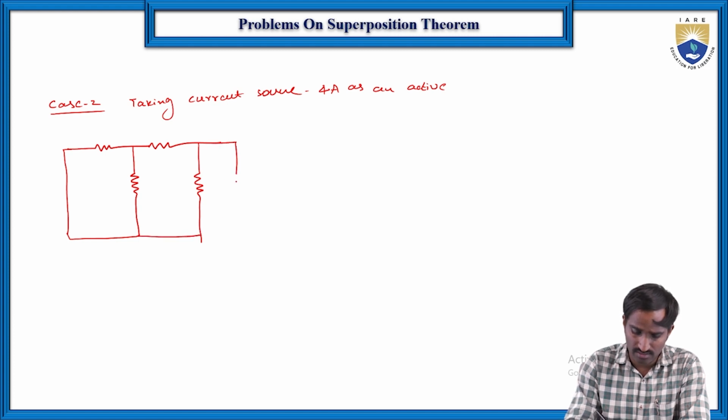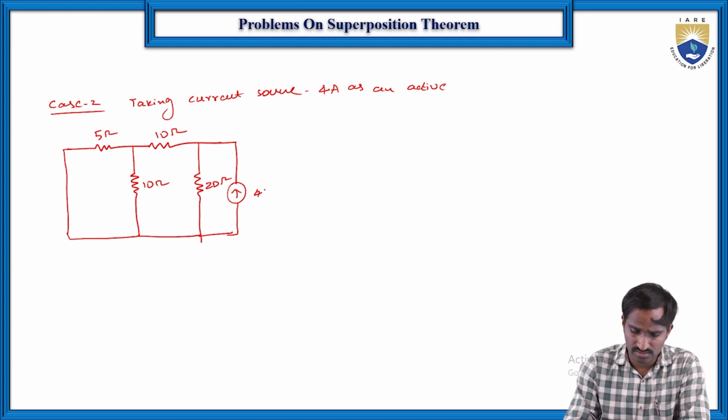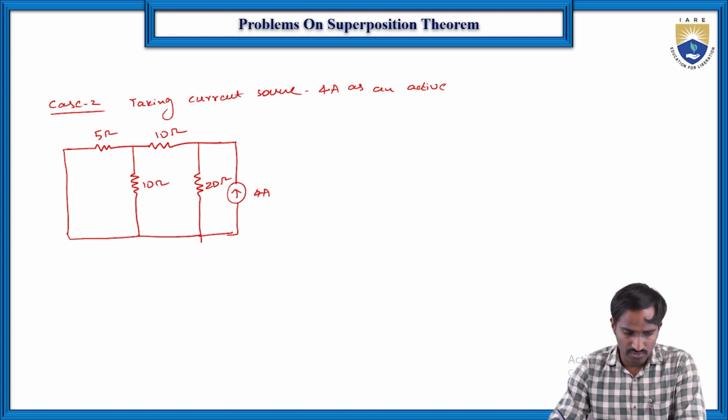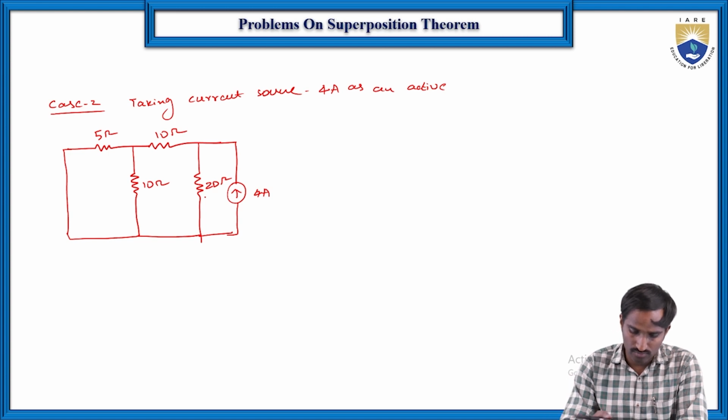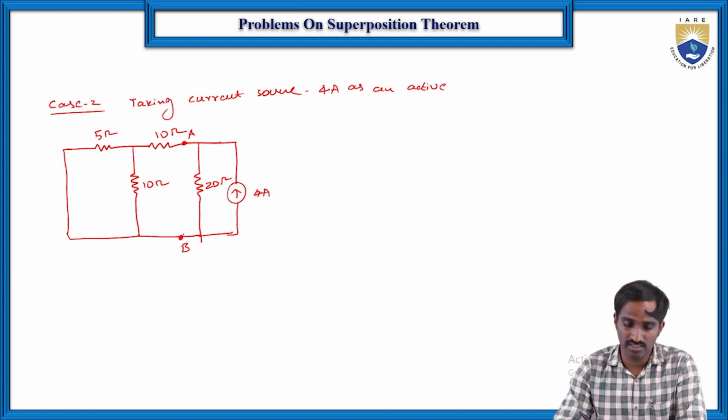Then again, here is the current source that we are considering in this case. So here it is 5 ohms, 10 ohms, again 10 ohms, and this is 20 ohms, and the current is 4 amperes. Now we need to find the current flowing through the 20 ohms resistor. Let us consider the terminals A and B. So what is the total resistance across the AB terminals?